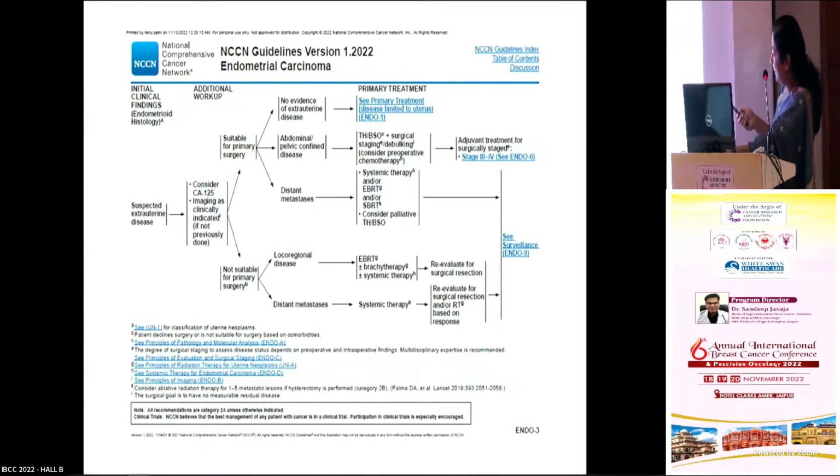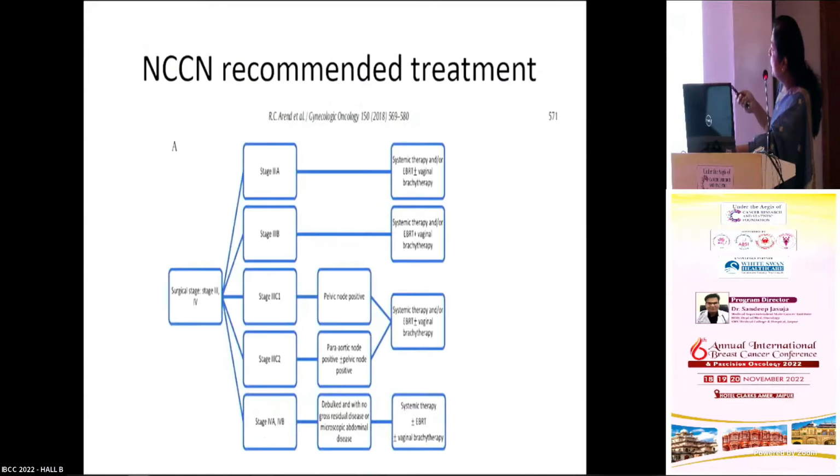They do give, I will take you to the flow chart. I think this will be easier for everyone to see. So if it is a surgically staged stage 3 and stage 4 endometrial carcinoma, you can individualize the treatment. In stage 3A, systemic therapy and or EBRT plus minus vaginal brachy. 3B, systemic therapy and or EBRT plus vaginal brachytherapy, because here vagina and parametrium are involved. 3C1, pelvic node positive. 3C2, para-aortic node positive. Systemic therapy is preferred with or without EBRT or with or without vaginal brachy.